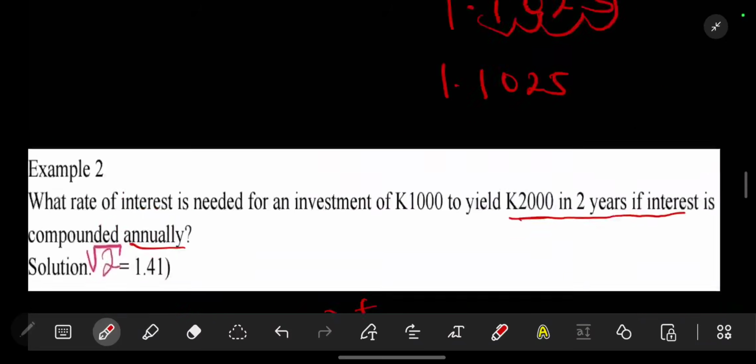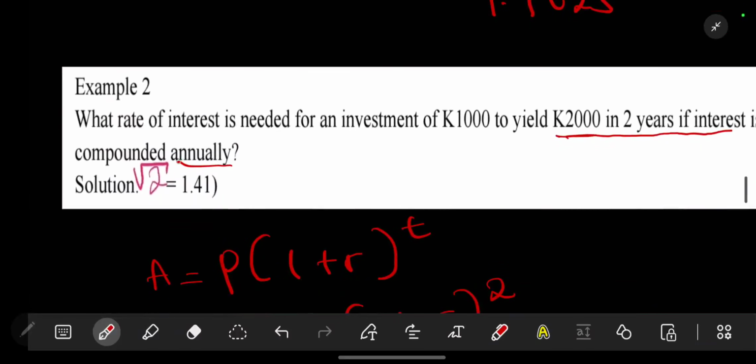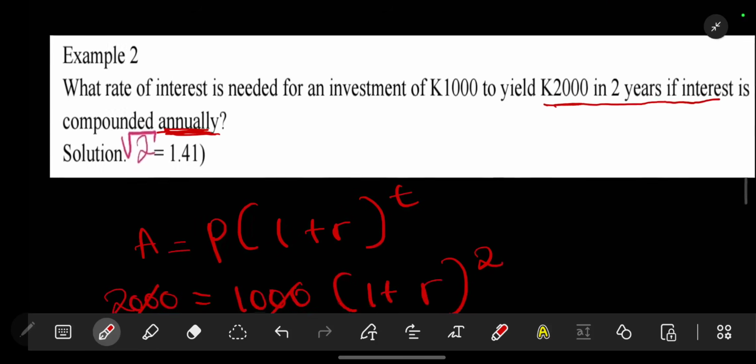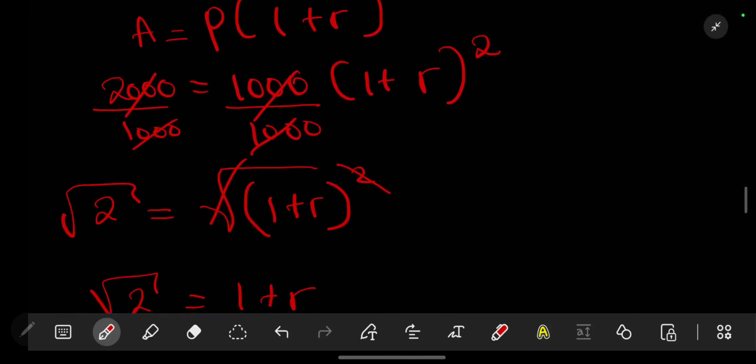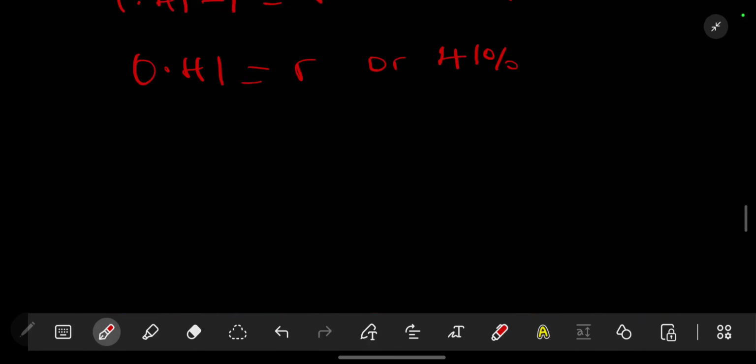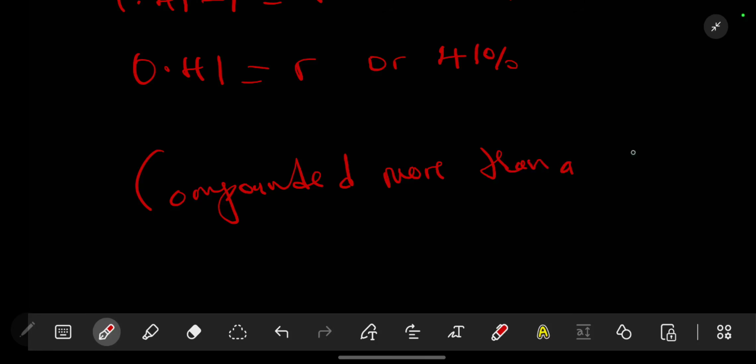Now remember, they have said that it is compounded annually, meaning per year. So there are cases in which we are going to have it compounded more than once. So when it is compounded more than once a year, the formula changes.